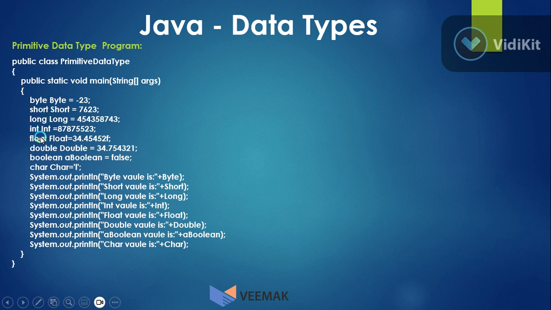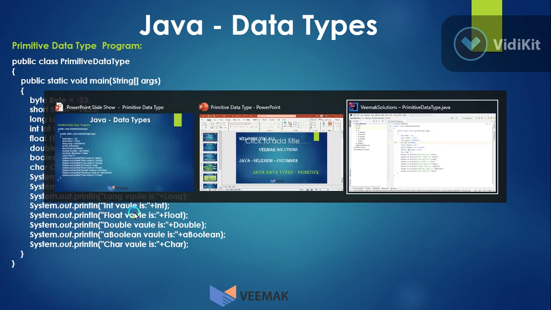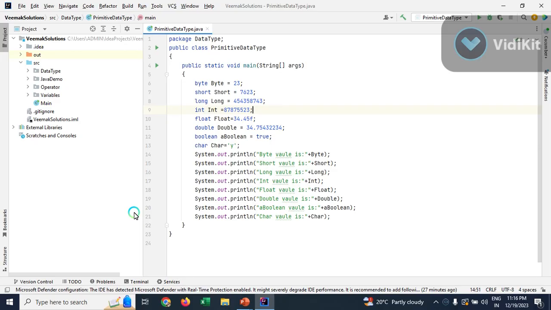Byte, short, long, int, float, double, boolean, and character. I'm just printing those values. Let us jump into our favorite IntelliJ IDEA to see how the programming works. Look over here, I have created one class. Within this class, I have created one main method. In the main method, I am just declaring the 8 data types.